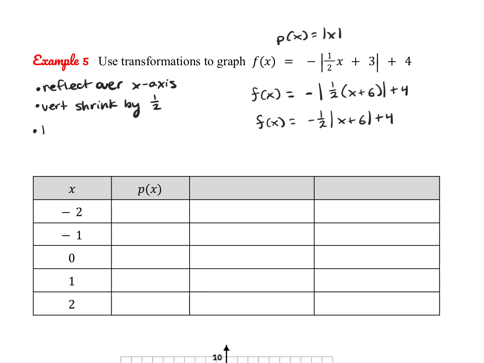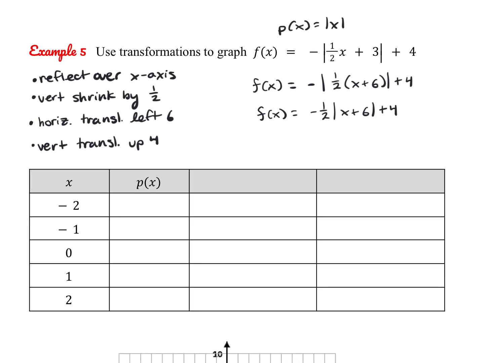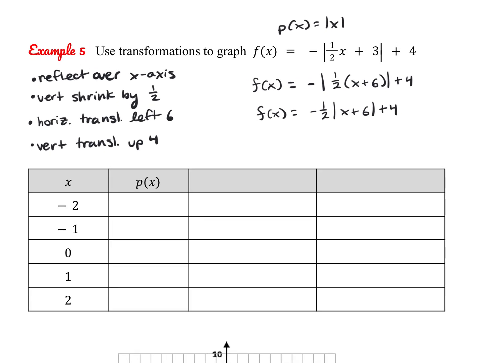And then we have a horizontal translation, and that one's going to go left 6. And then we have a vertical translation up 4. So now we're going to take our parent function coordinates. So I'm going to fill out the y values. And then we're going to make our rules to transform our coordinates.